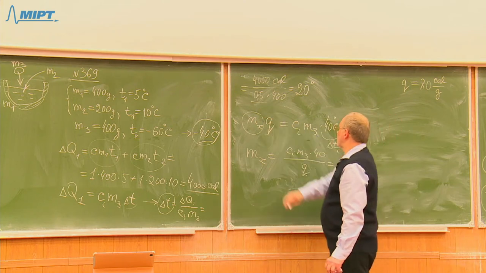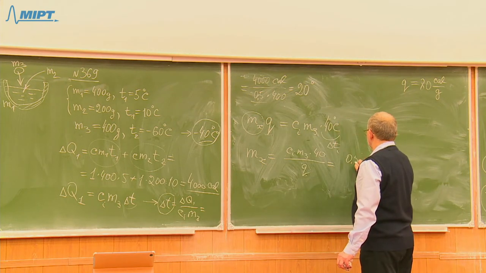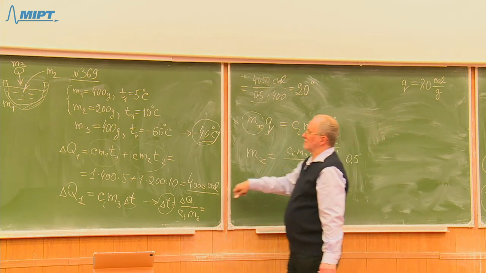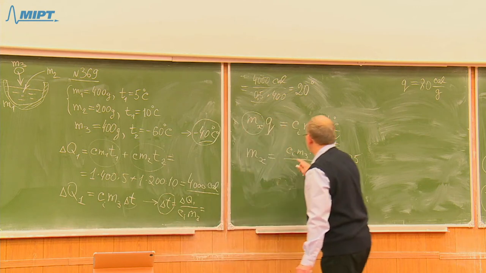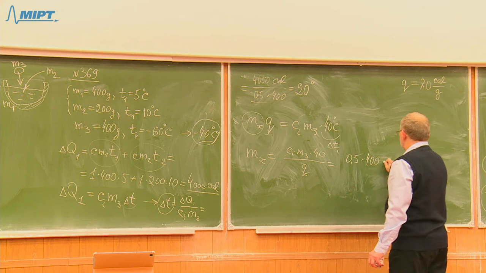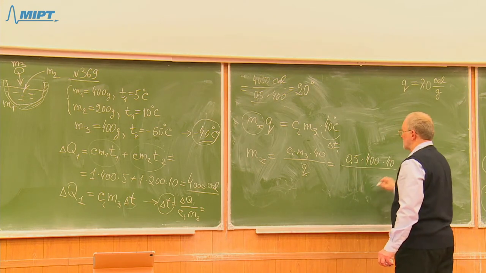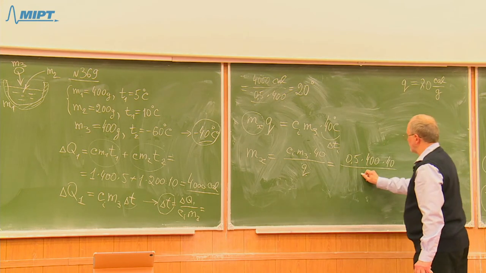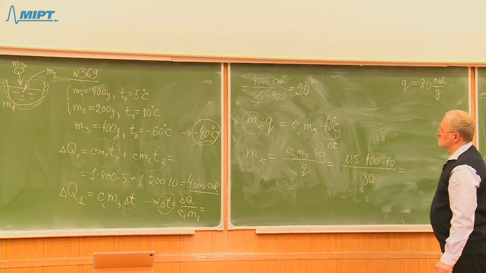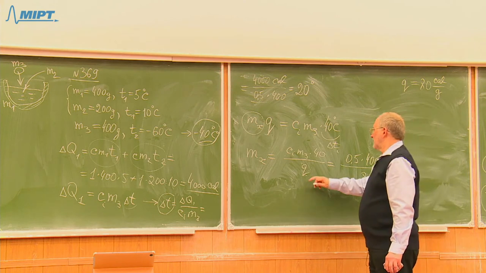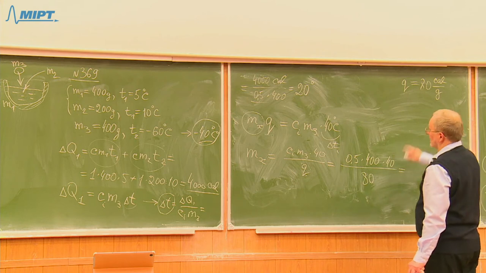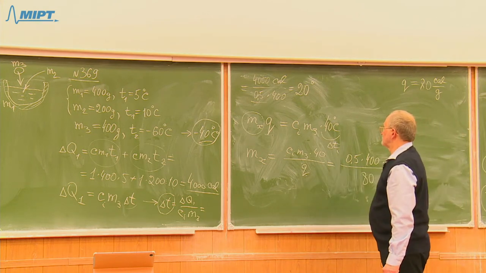The specific heat of ice is 0.5 calories per gram. And the number of grams in the ice is 400. So the mass m3 is 400 grams times 40 degrees divided by Q, 80 calories per gram.